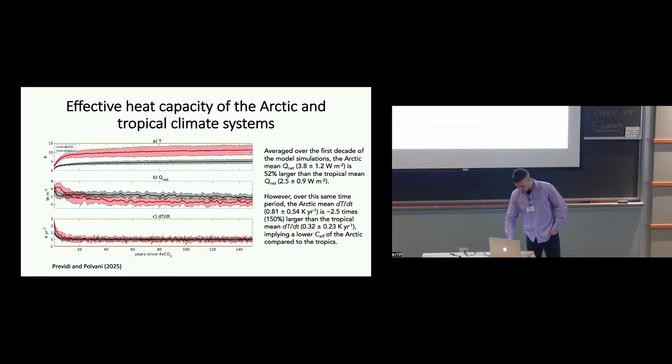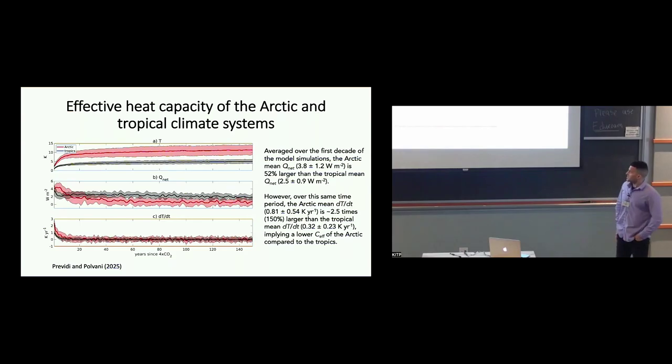So here are some results. This first figure is showing time series for the entire 150-year 4 times CO2 simulation of a few different quantities. Panel A is the surface air temperature response. In each panel, I'm showing Arctic versus tropics. Arctic is defined in these plots as 60 to 90 north, and tropics is 30 south to 30 north. Panel A, again, is the surface air temperature response. Panel B is Q net, the net heat uptake of the column. And panel C is the time rate of change of panel A, of the surface air temperature response.